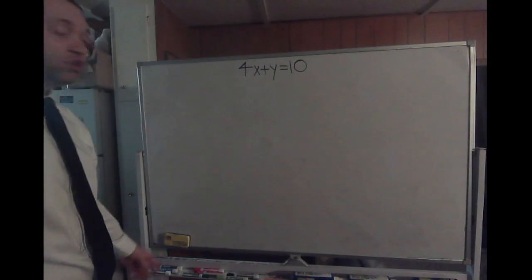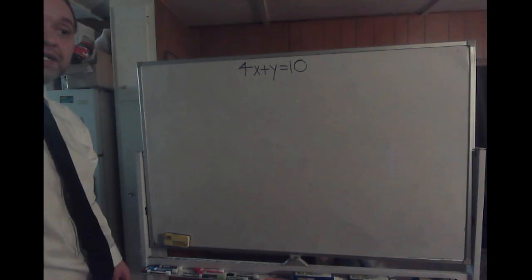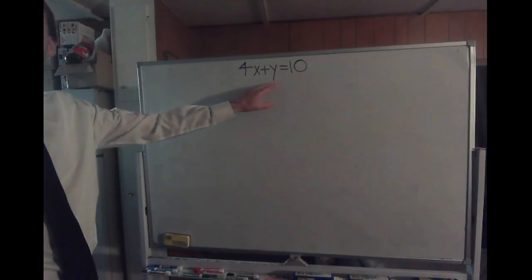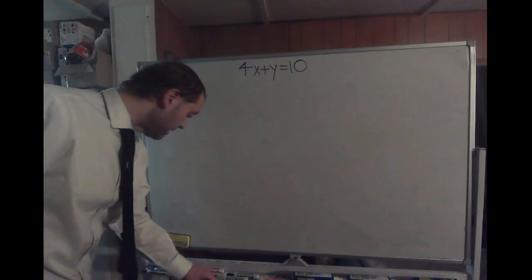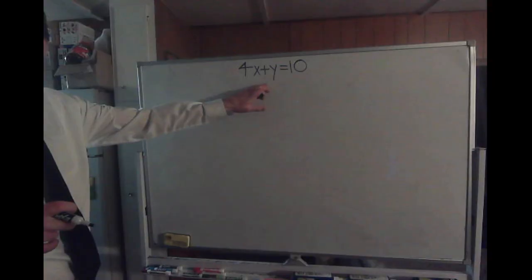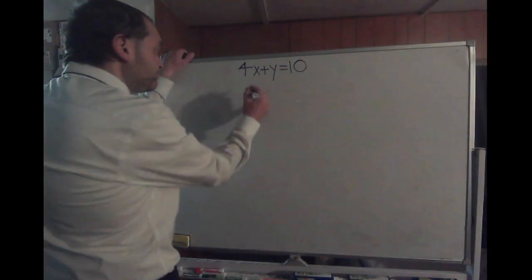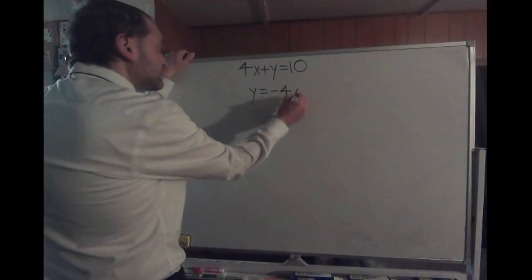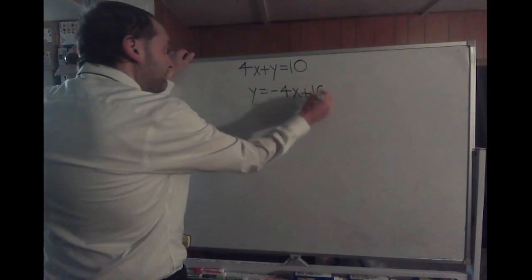To find the slope and y-intercept, what do we need to do? We need to solve for y, don't we? We need to get y by itself on the left side. So if I do that, to get y by itself, I subtract 4x from both sides, right? Which would give me y equals -4x plus 10.